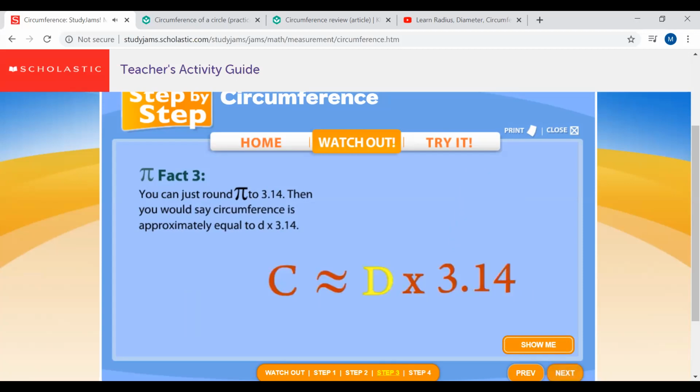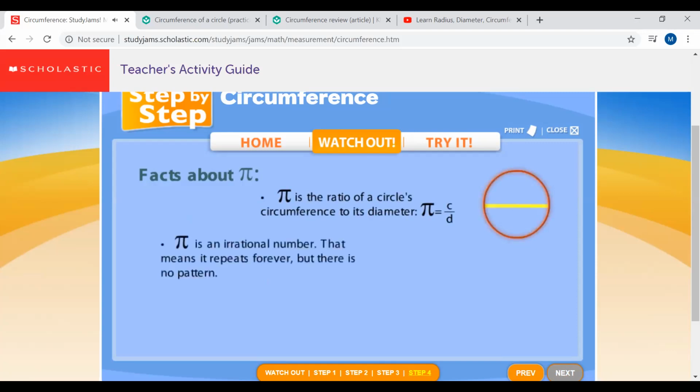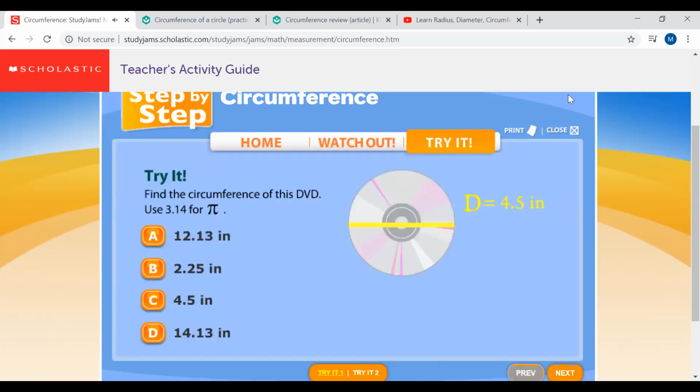Facts about pi recap. Pi is the ratio of a circle's circumference to its diameter. Pi equals c divided by d. Pi is an irrational number. That means it repeats forever, but there is no pattern. When solving for circumference, you can just round pi to 3.14. Find the circumference of this DVD. Use 3.14 for pi.